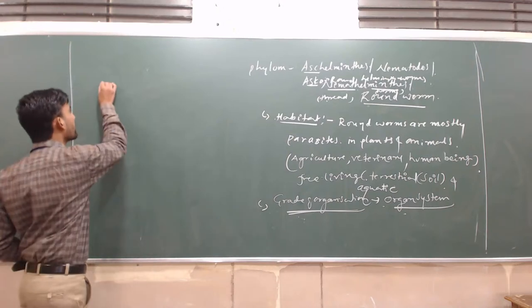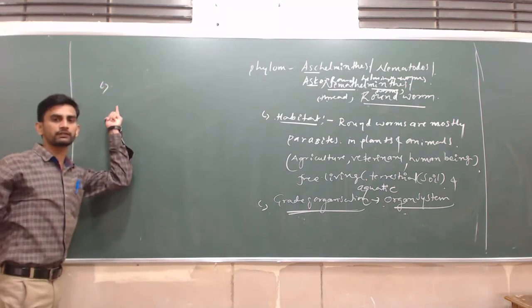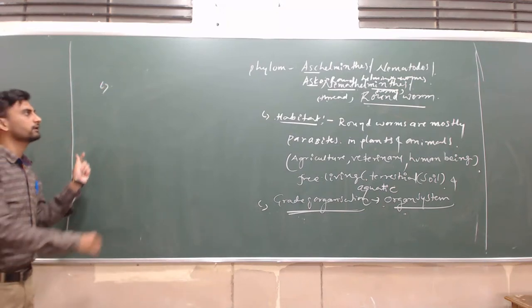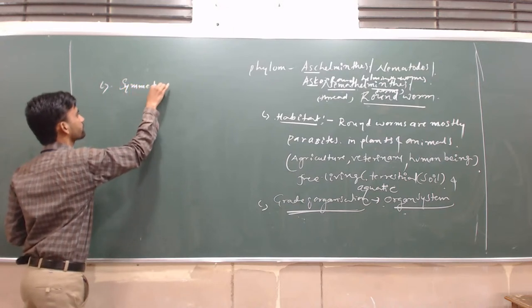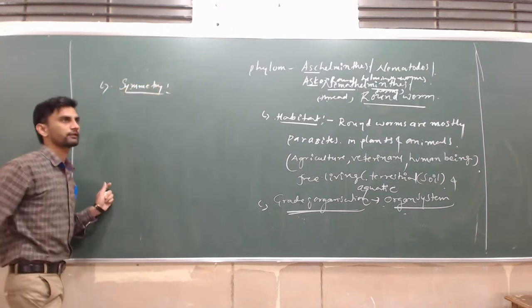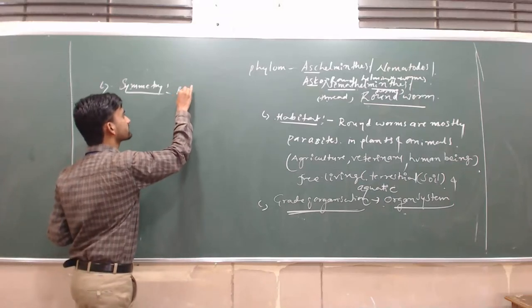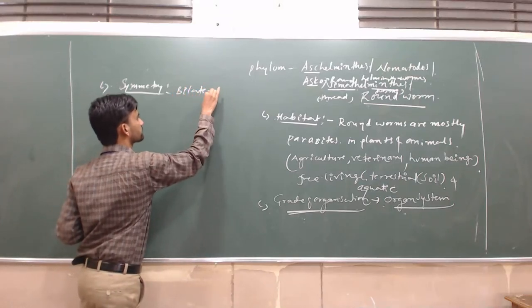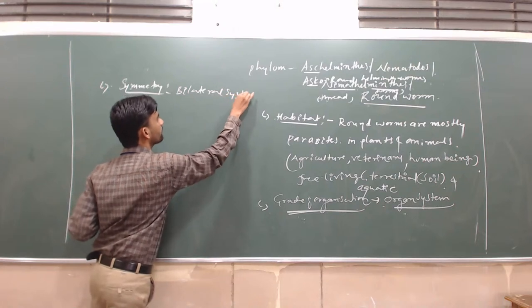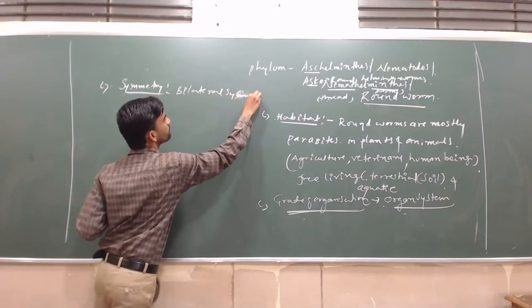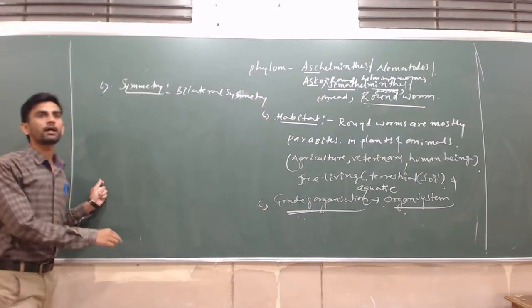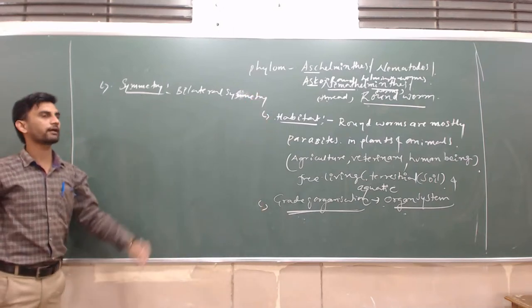Then followed by another characteristic feature. This is also a very important character, symmetry. Just note it down. Another basis of classification: symmetry. You already know that these animals exhibit bilateral symmetry, starting from platyhelminths up to human beings.